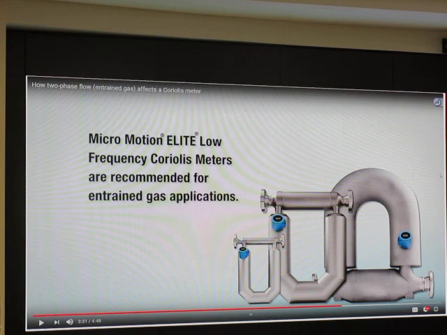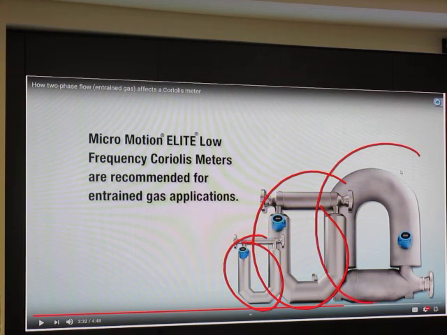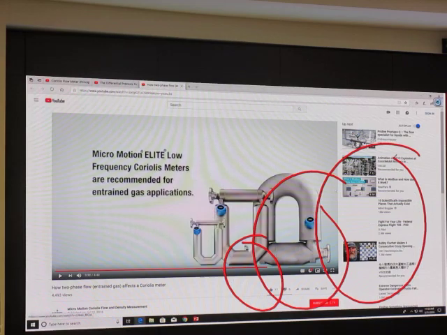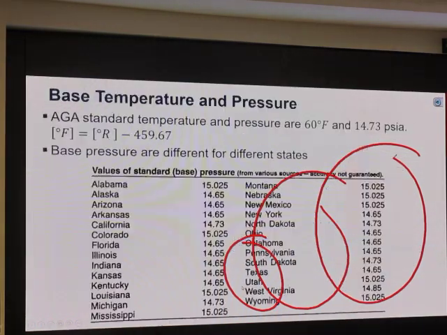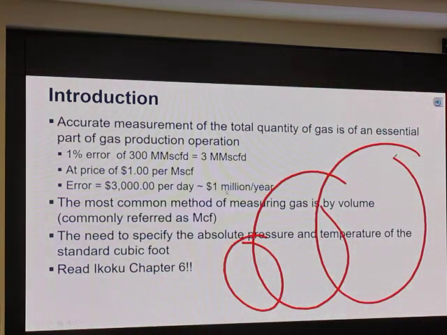So the low frequency Coriolis flow meter will be more expensive. And if we have a lot of flow rate, the bigger it is, the even more expensive, okay? Maybe this one is around 60,000 or something, or maybe 100K, depending on how much is the flow rate. It's very accurate, and we need it very accurate because we don't want any error. Small error means a lot. 1% could be $1 million, okay? So that's why we need it to be very accurate.